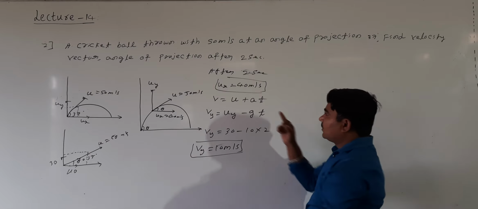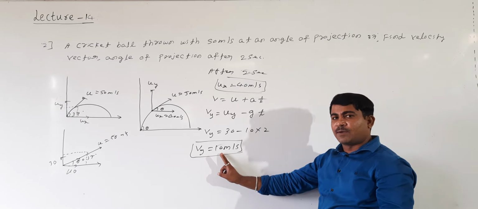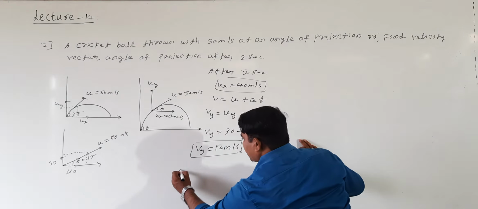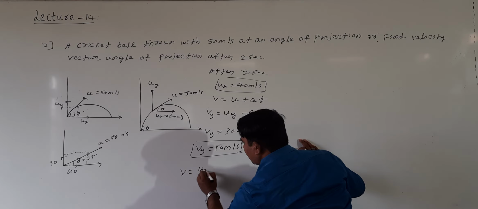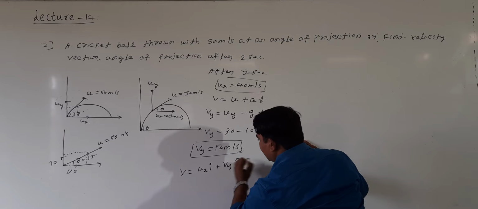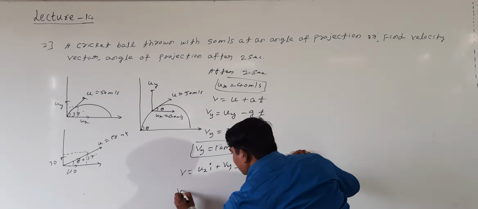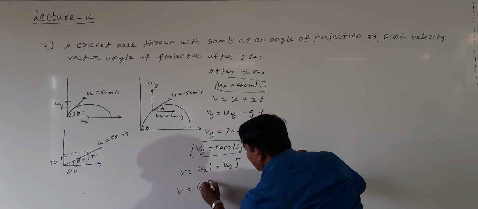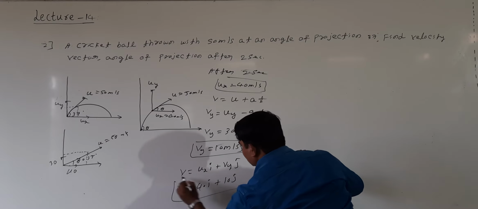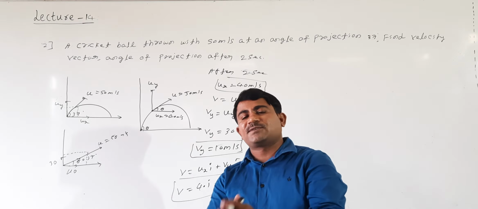What did you get? Initial velocity is how much? 40. After 2 seconds, what is the vertical component of the velocity? 10 meter per second. How to make it in vector form? In vector form, I need velocity. How much? ux i cap plus vy j cap. Actually, this velocity ux is how much? 40 i cap plus vy 10 j cap. This is the velocity vector after 2 seconds.